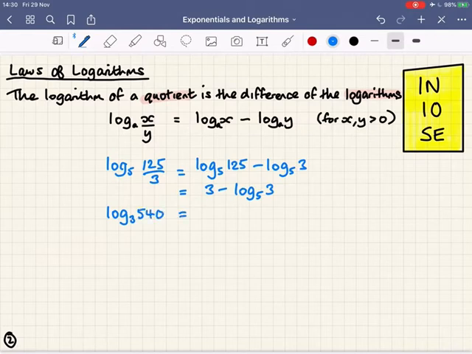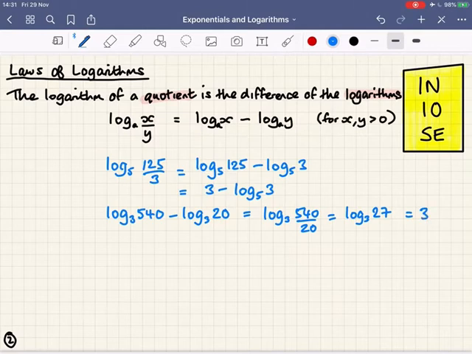I could work the other way, and I could, for example, say log to base 3 of 540 minus log to base 3 of 20. I can now bring those together into a quotient. So I can end up with log to base 3 of 540 over 20, and 540 over 20 is 27. And hopefully you can see that log to base 3 of 27 is 3, because 3 cubed is 27.